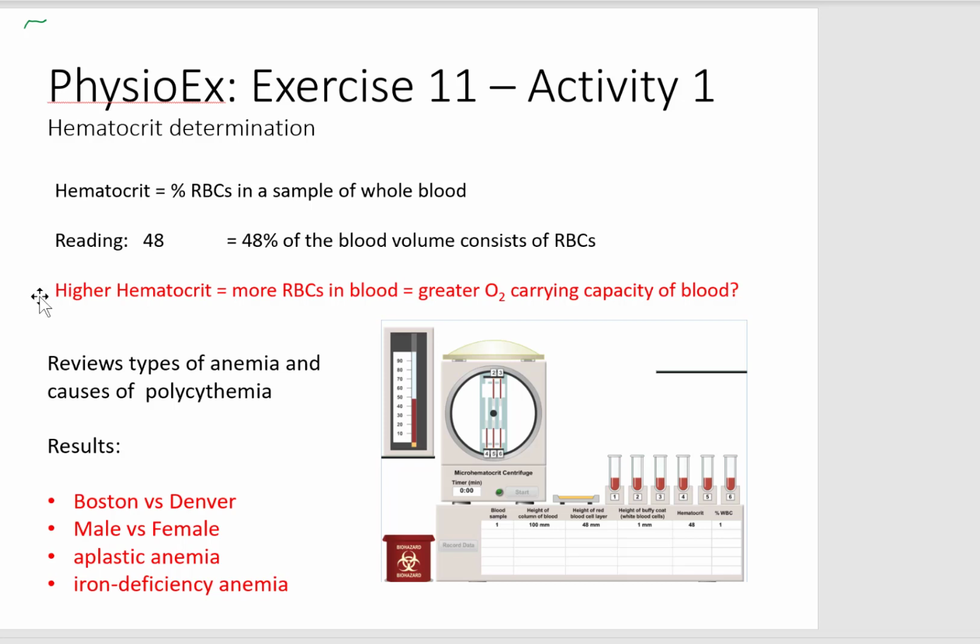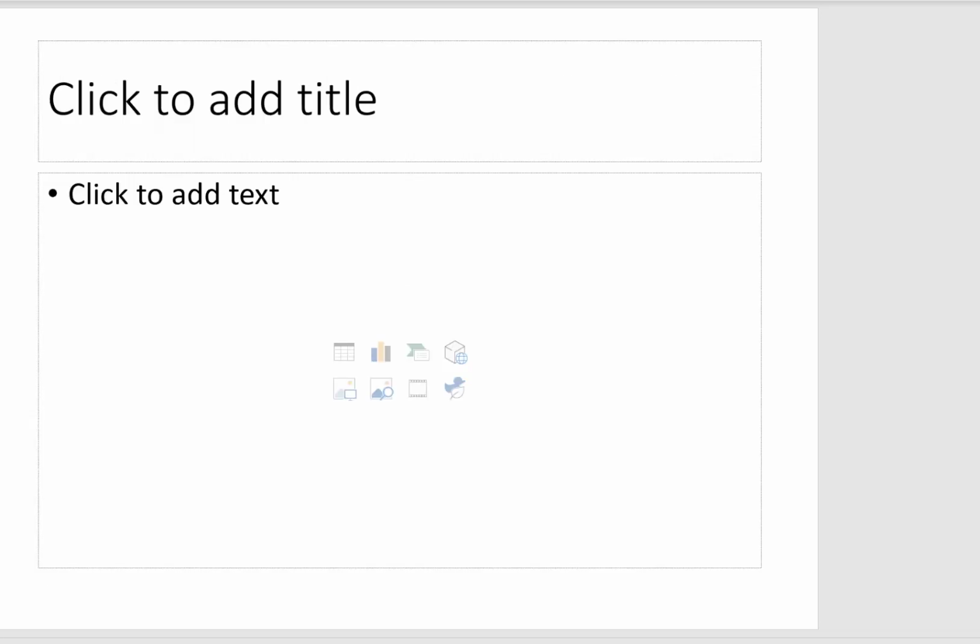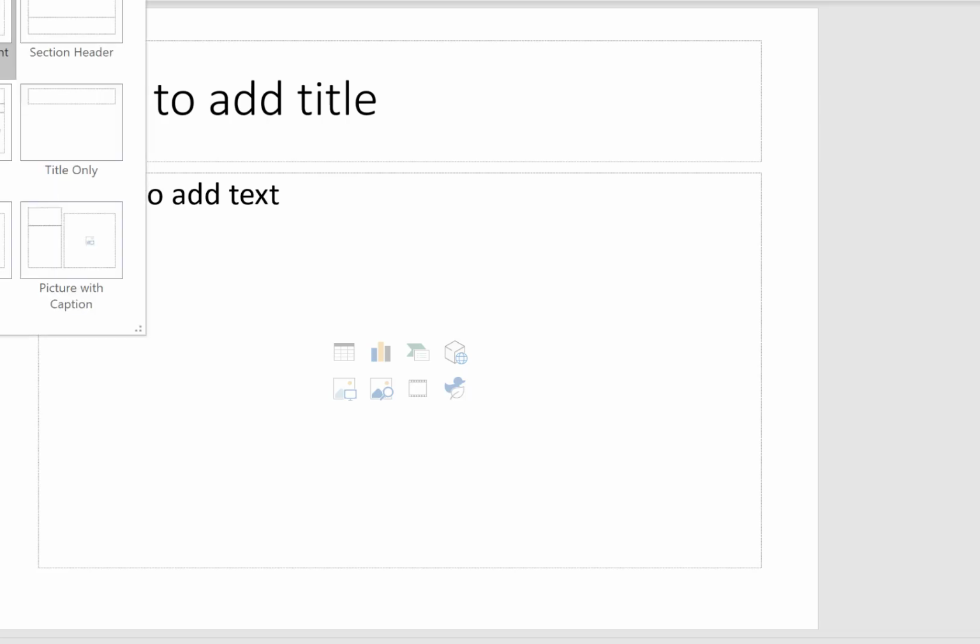Okay, so our first activity, activity number 1 of PhysioEx number 11, deals with hematocrit. And I'm going to draw this out for you on another slide. Hematocrit is actually a division problem. We did talk about this last week when we did our wet lab on hematocrit.